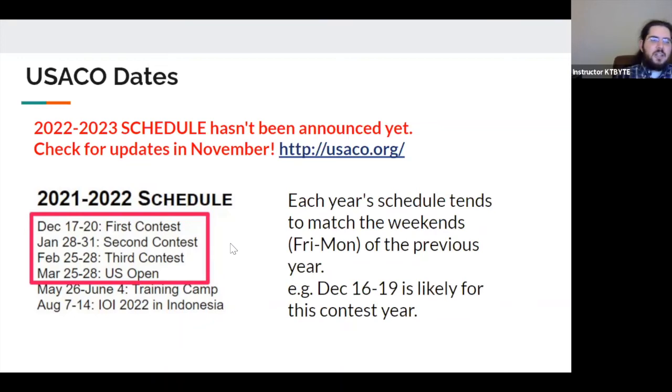The US Open is basically the same format as the others. Traditionally, it's a little bit harder. Sometimes they do things like adding an extra hour and adding an extra problem to do. And then even if they don't do that, it might be a little bit harder. So the exact numbers of how many problems there are and how much time you have is slightly different sometimes with the US Open, just as an end of year big finale, but the format itself is the same.